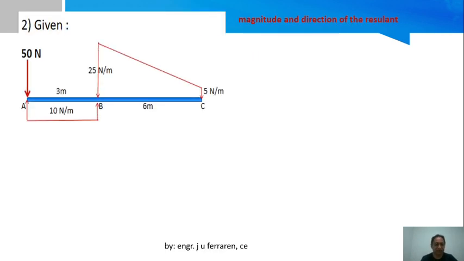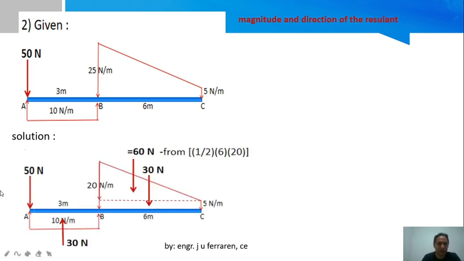Another problem. The load is a concentrated load together with a uniformly distributed load and a trapezoidal load. We can reduce the distributed loads to single forces by taking their individual resultants. This one is acting upward, and this is a rectangular load. What is the resultant? The product of 10 and 3 is 30, acting at the 1.5 location.